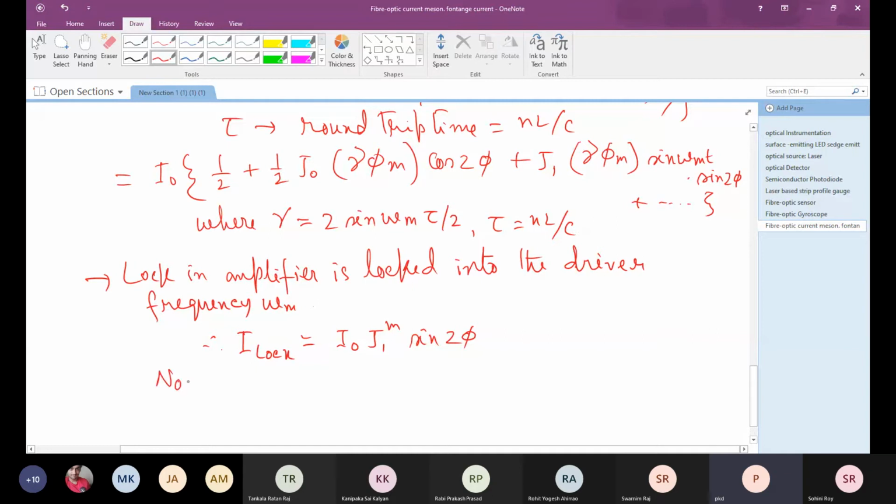Now at eta phi m equal to 1.8, J1 is maximum. Maximum value is around 0.58.